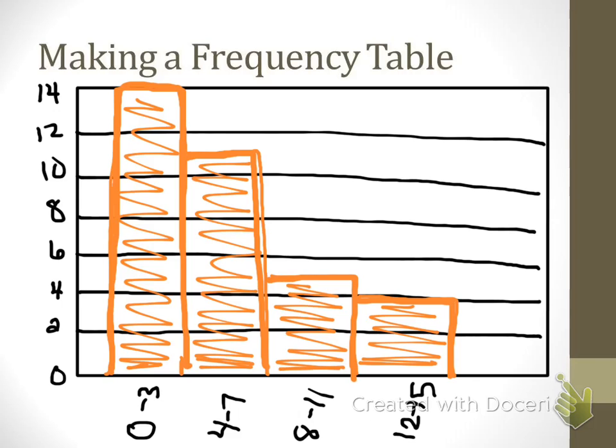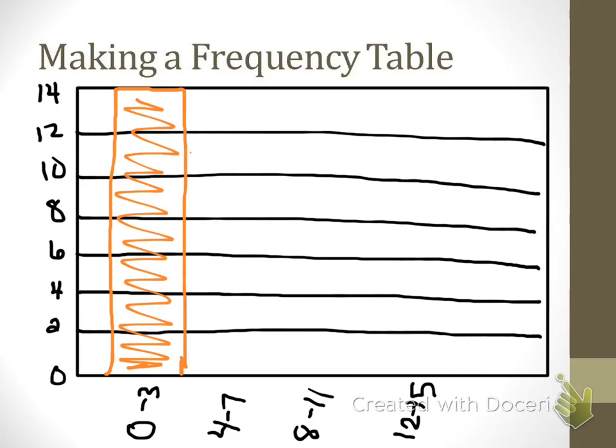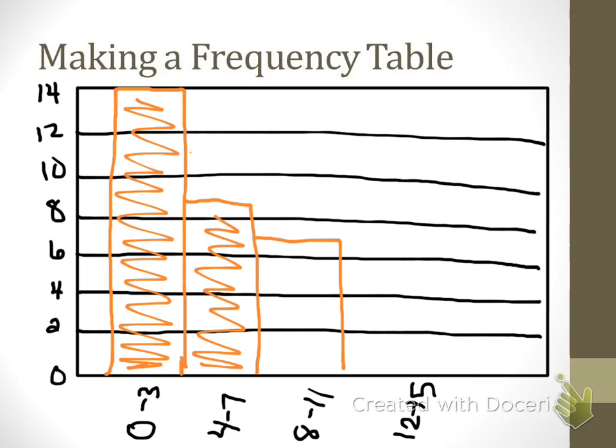So all we did here was we plotted, okay, there were 14 constellations from 0 to 3. There were about 11. I'm sorry, there weren't 11. Hold on. Back it up. How many constellations from 4 to 7? 9. Not 11. Okay, so we shade that in. And then 8 to 11. 7. And then 12 to 15 was how many? 4.